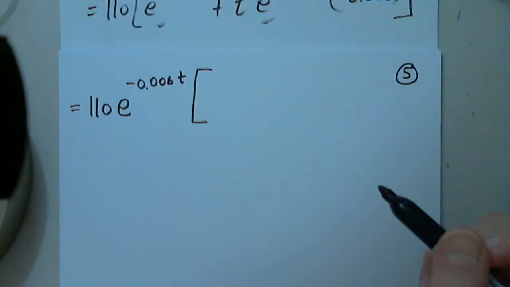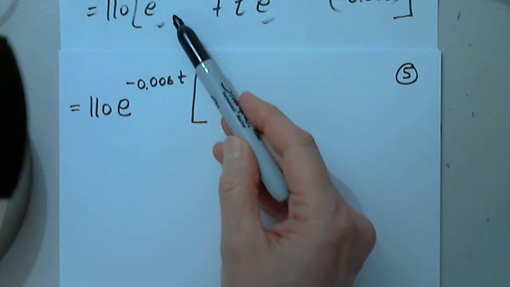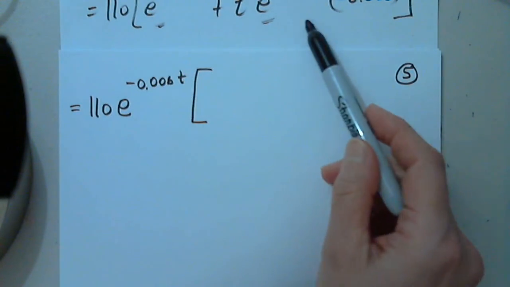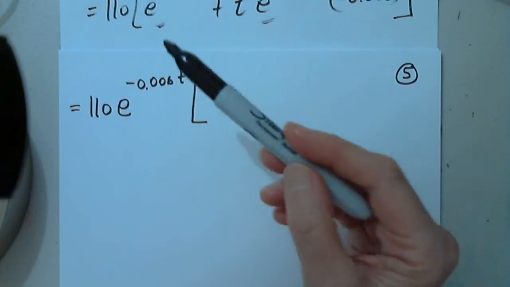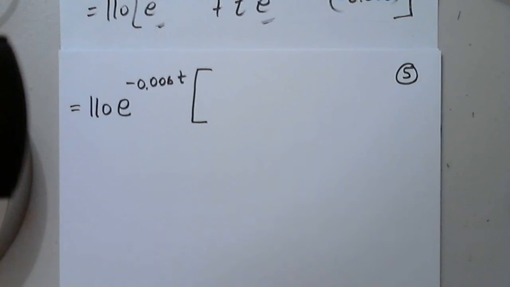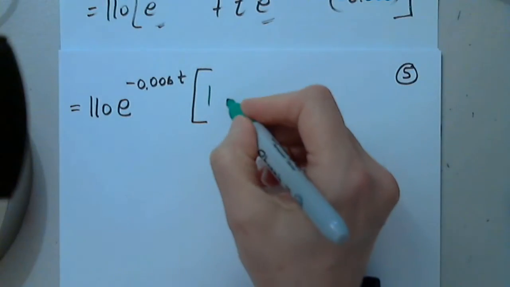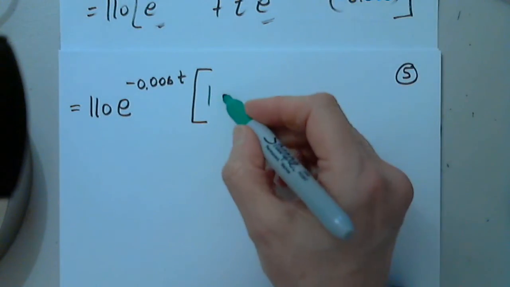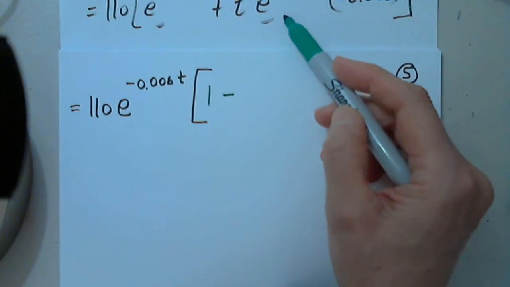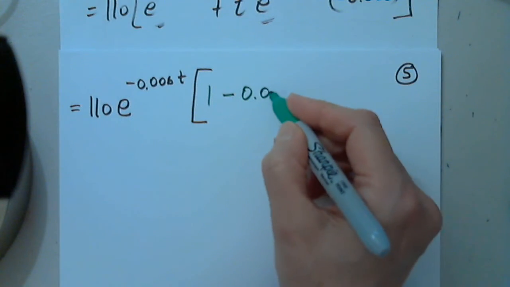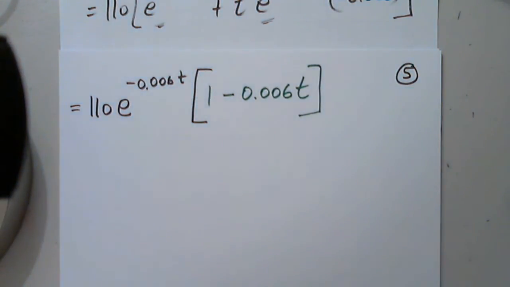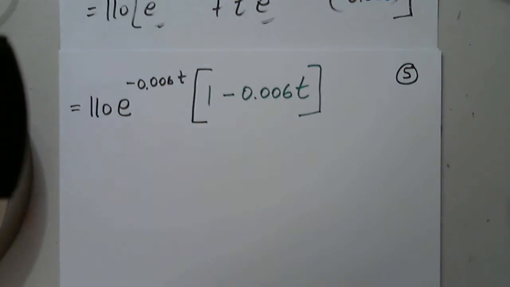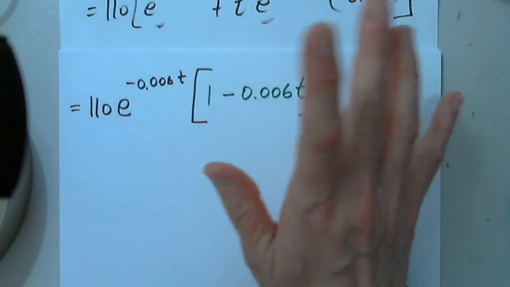Let's see what is left. What is left from this term? Something has to be left from this term and something has to be left from this term. What is left from the first one? 1. Exactly, thank you. And then, of course, this is minus. This is gone. So I have minus 0.006 times t. And that's it. So that's always super important to simplify by factoring.